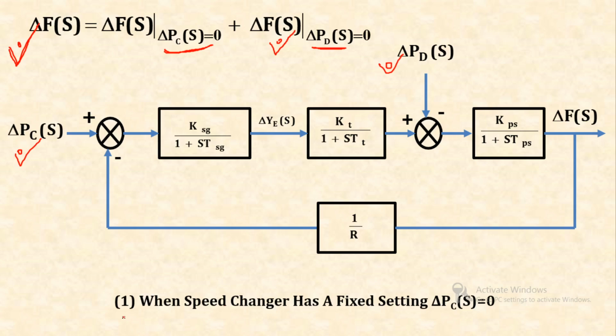So consider the first case when the speed changer has a fixed setting, that means the command power is equal to 0, delta Pc of s equal to 0. Speed changer has a fixed setting, that means there is no valve setting available. That means there will be no command signal initiated. So in that case delta Pc of s is equal to 0.